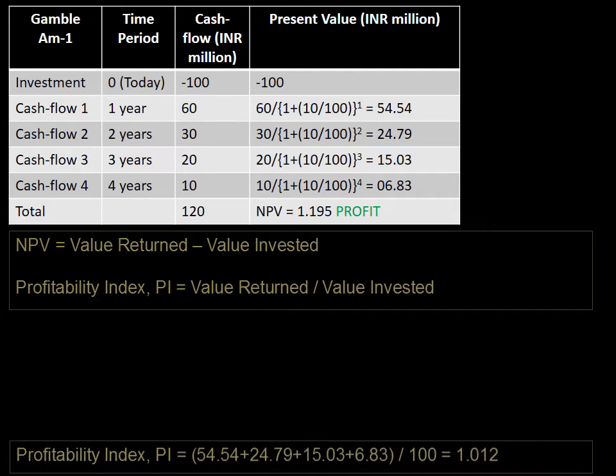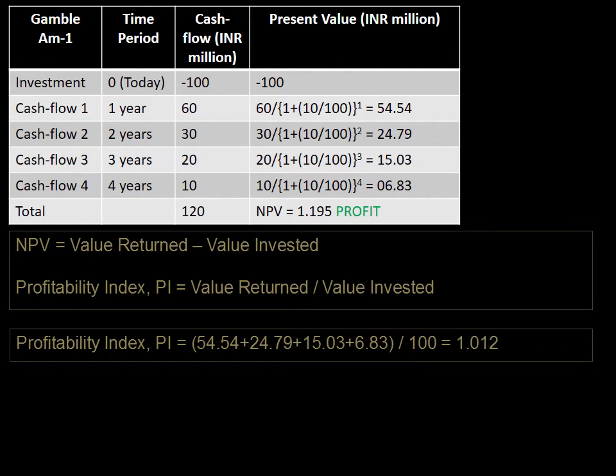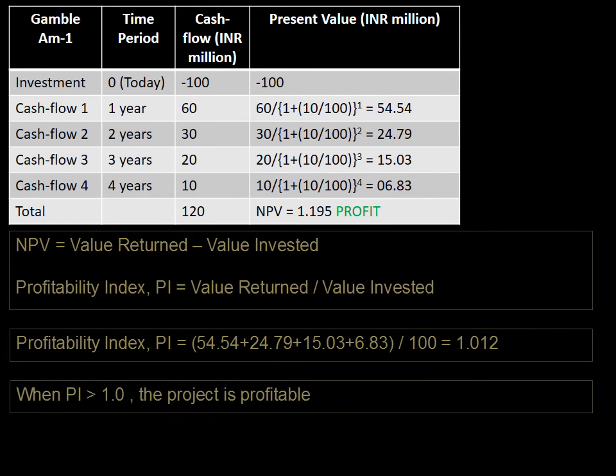Let's take a small example and calculate profitability index. Value returned, like I said, is the sum of these four numbers. Value invested is nothing but the initial 100 that you've put in, which comes up to 1.012. If your profitability index is above 1, which means the value returned is higher than the value invested, only then and only then is your project profitable. Otherwise, it's a loss-making venture. There you go. You're done. Let's move on.